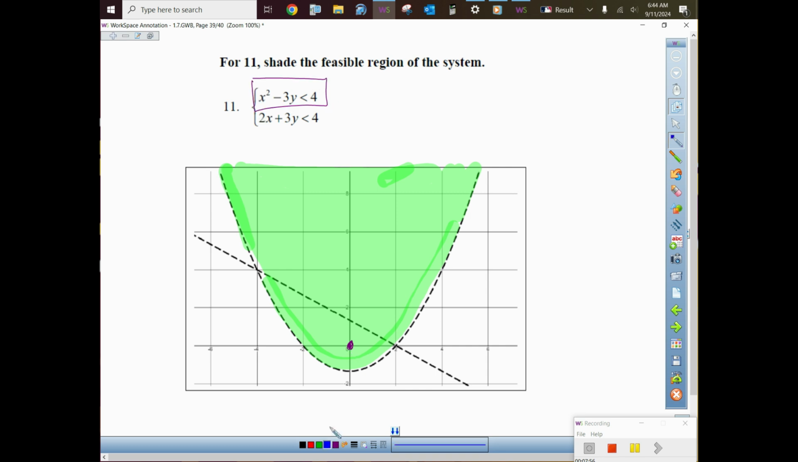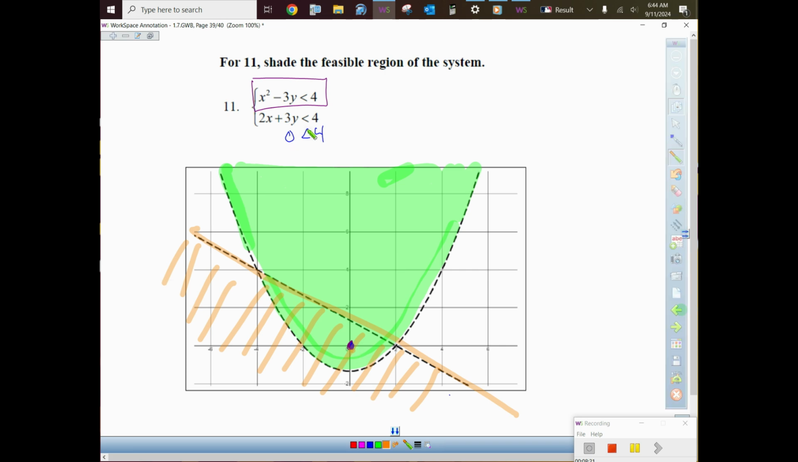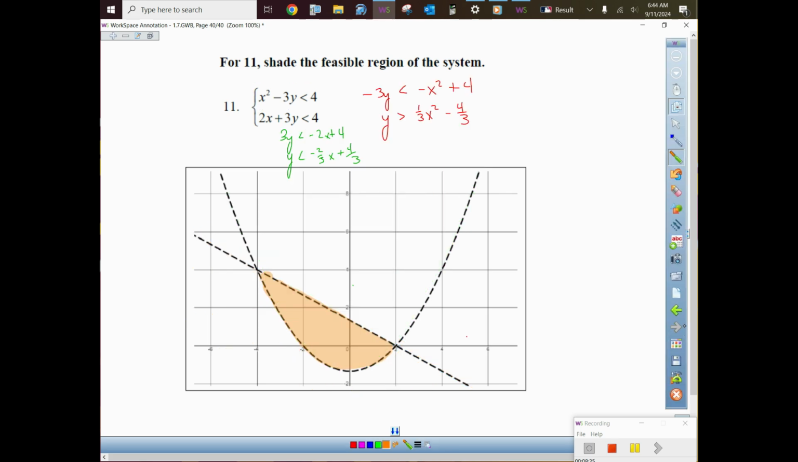Then we have to try it again for the line. If I put 0, 0 in here, 0 less than 4, that is also true. So where is this purple dot in relation to this line? He is below it, so that means I need to shade below that line. But I really care about where the orange and the green overlap each other. Since this was true and he's below it, we're going to shade that. And then the final overlap is right there.